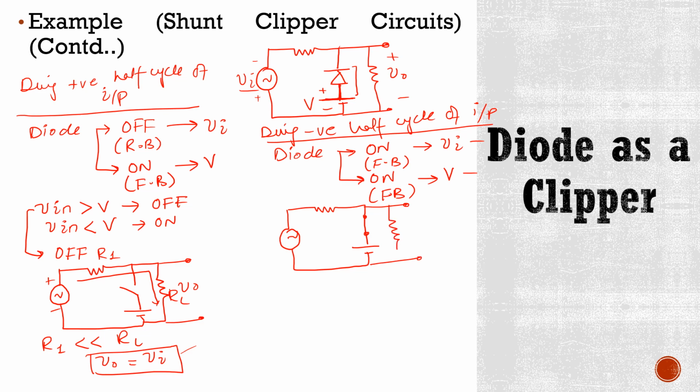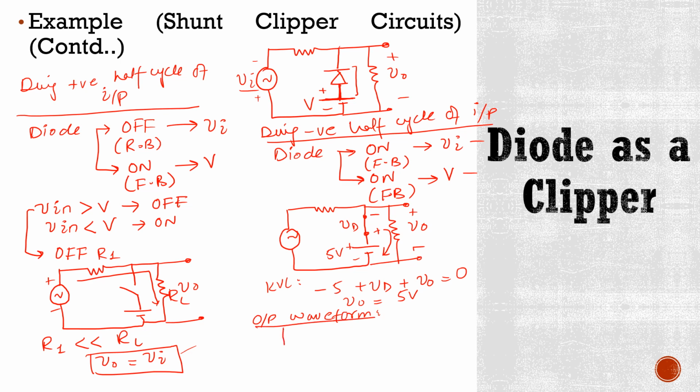Okay, plus minus, minus plus, VD, 5 volts, V naught. Now in order to find V naught we will apply KVL in this loop. So our KVL equation will be minus 5 plus VD plus V naught is equal to 0. It means here V naught is equal to 5 volts. Okay, so what would be your output waveform in this case?